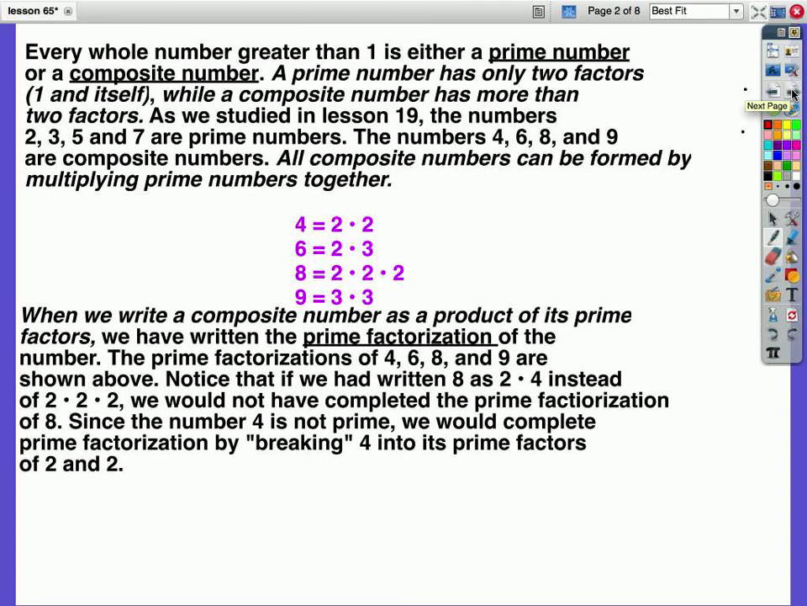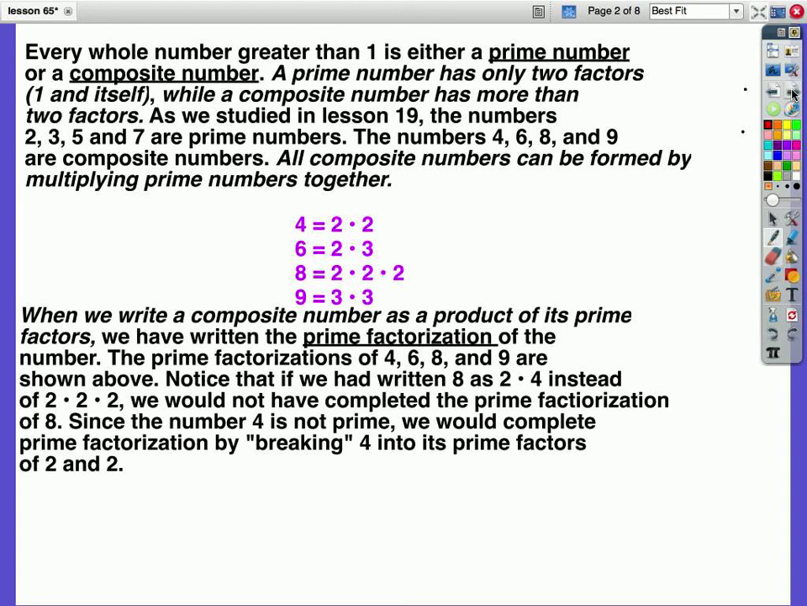A prime number has only two factors, one and itself, while a composite number has more than two factors. So as we look, starting in lesson 19, the numbers like 2, 3, 5, and 7 are prime numbers. 4, 6, 8, 9 are composite numbers. All composite numbers can be formed by multiplying prime numbers together.